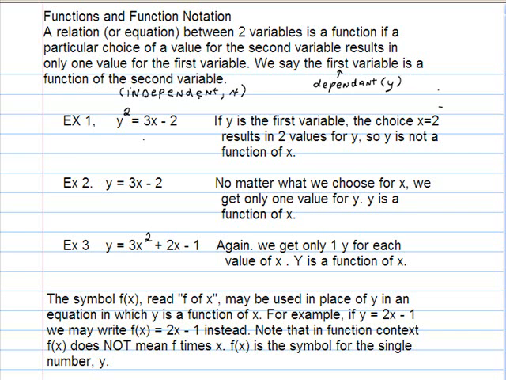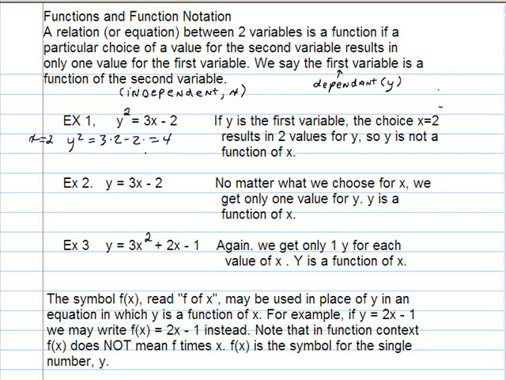In other words, independently we pick an x, and then the y that we get depends on x. So x is called the independent variable, y is called the dependent variable. Case in point is example 1. In this equation, if I pick an x, it's going to determine values for y. For example, if I pick x equals 2, then I get that y squared is 3 times 2 minus 2, which is 4.